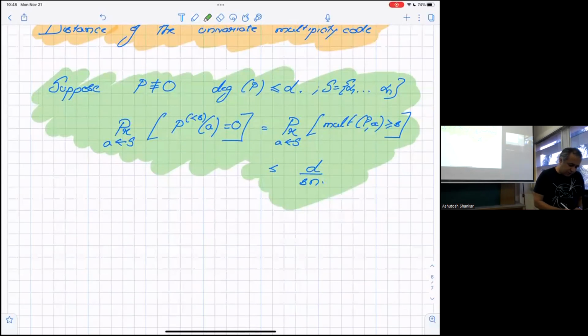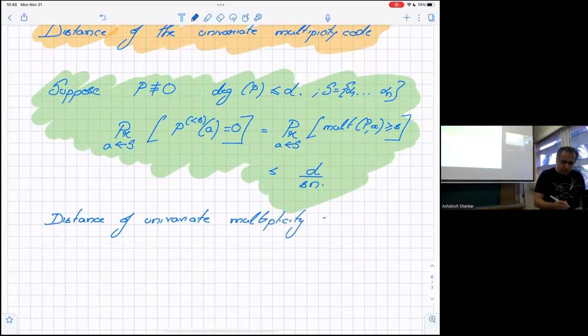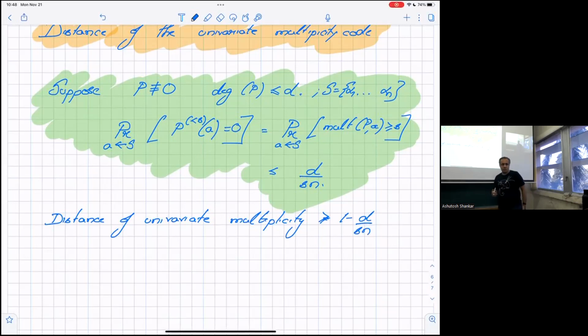An immediate consequence of this is the following. The consequence of this is the distance of univariate multiplicity code is at least 1 minus d by s. That's how much they can agree, therefore it's at least that much.